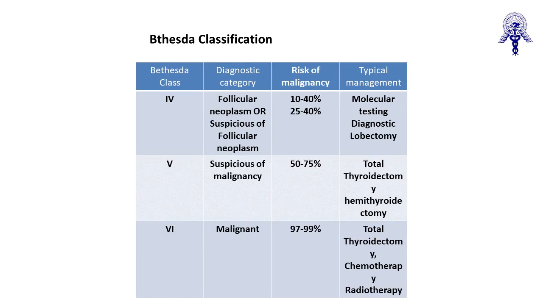So Bethesda 4 is actually like Bethesda 3, and the same diagnostic lobectomy or molecular testing is recommended, where again the suspicion is very high. It is for the follicular neoplasms, because you cannot demonstrate a vascular invasion. Bethesda 5 is suspicious of malignancy, where we do a total thyroidectomy or a hemithyroidectomy, where the malignancy risk is quite high, and Bethesda 6 is confirmed malignancy.